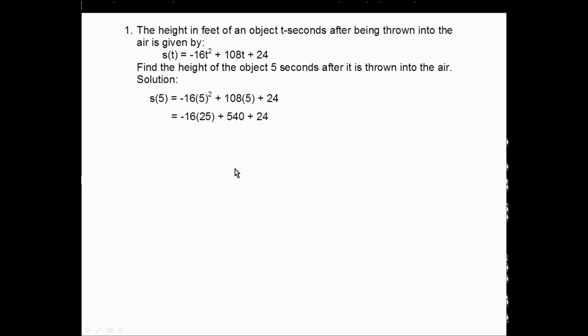So I'm going to have -16 times 25 plus 540, that's what 108 times 5 is, plus 24. -16 times 25 is -400, then plus 540 plus 24. You crunch all that out, and you get 164 feet. That's how high the object is 5 seconds after you throw it into the air. Compared to some of our previous word problems, this is really not too bad at all.